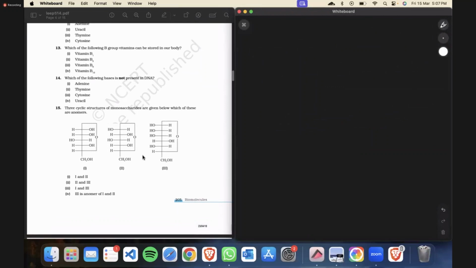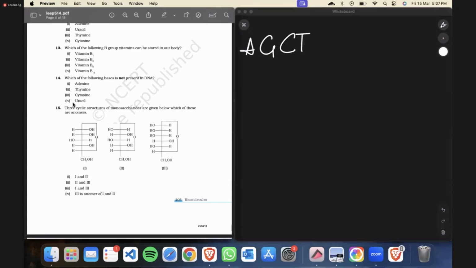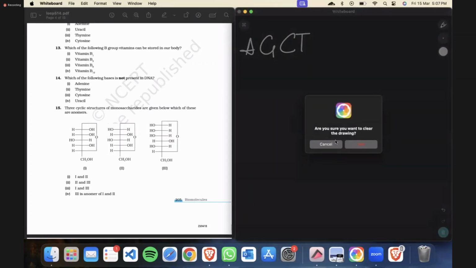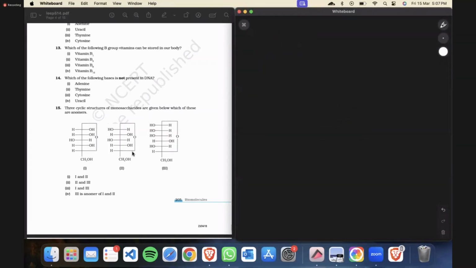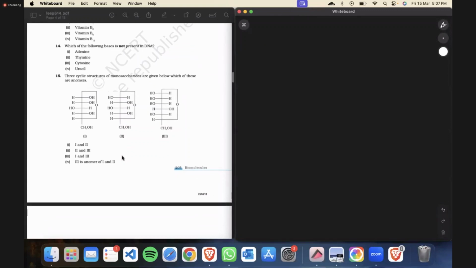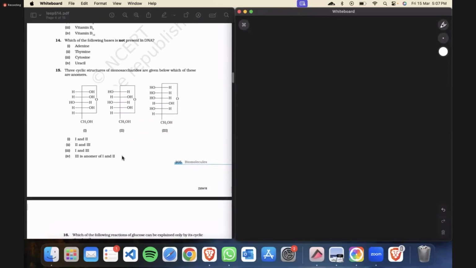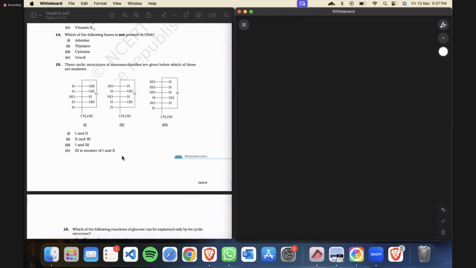Moving onward. Which of the following bases is not present in DNA? For DNA, what did we see? AGCT: adenine, guanine, cytosine and thymine. But here uracil is also there, so that is the odd one out. So for question 14, option number 4, uracil is not present in DNA. All right. Now 15th. Three cyclic structures of monosaccharides are given below. Which of these are anomers?